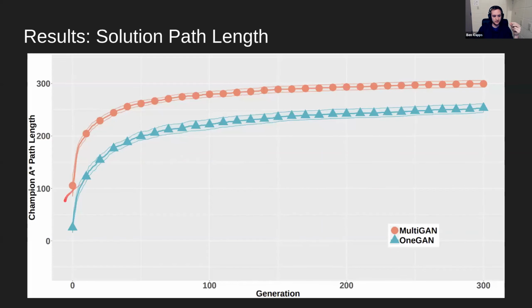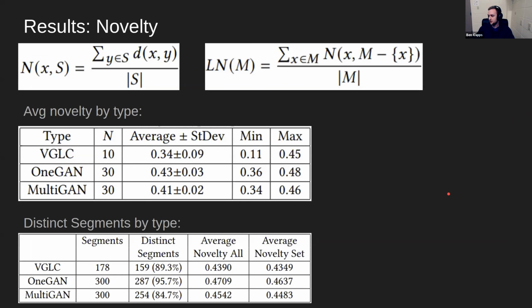So here is a graph of all the solution path lengths from each generation across 30 different runs. And it has been found that the MultiGAN consistently produces levels that have approximately 50 steps more in the solution path length. And so in other words, MultiGAN creates longer levels that you have to traverse in order to beat them. However, that's not the only thing that we're comparing based off of.